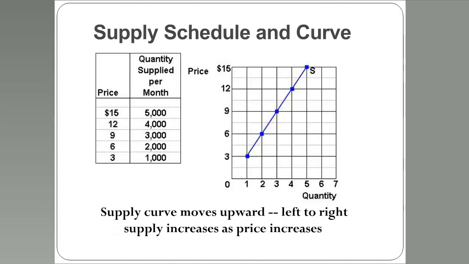A supply schedule is a table which shows how much a producer is willing to supply at a particular price. The law of supply states that when the price increases, the quantity supplied increases. This is represented on the graph by an upward slope from left to right.